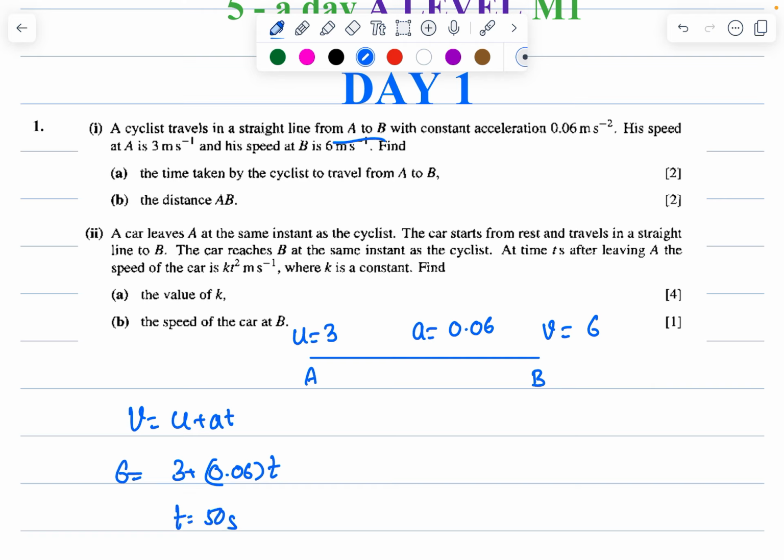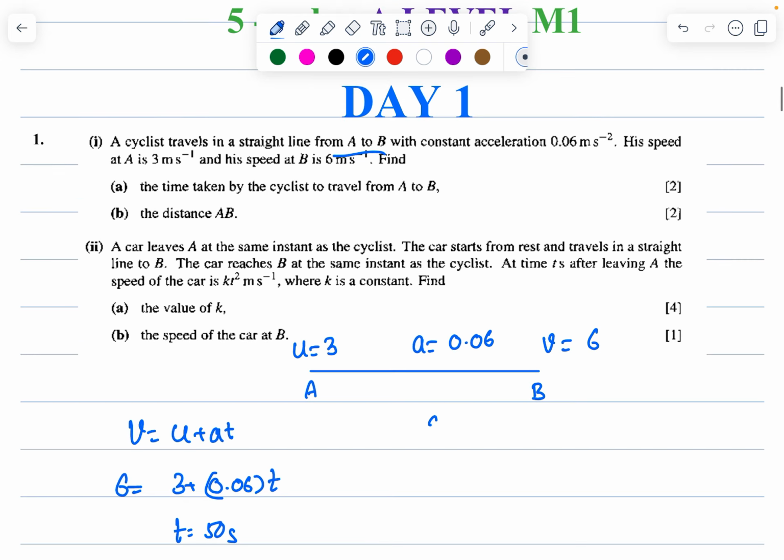Find the distance AB. So what am I going to use? v squared equals u squared plus 2as. That's going to be the easiest formula. So 6 squared equals 3 squared plus 2 times 0.06 times s. This gives me an s value of 225 meters.